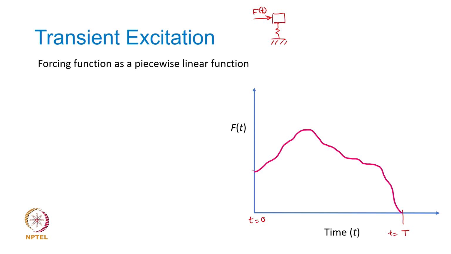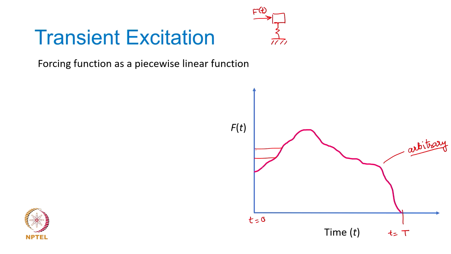And not only that, but the value of this force at each instant of time may not follow a specific mathematical form, and therefore, we may not be able to express f of t as a function of time in the form of simple standard mathematical functions. It can be arbitrary as we discussed. So, this variation is what we say is arbitrary.